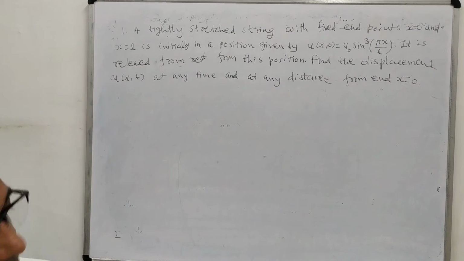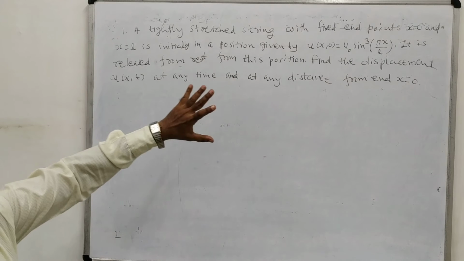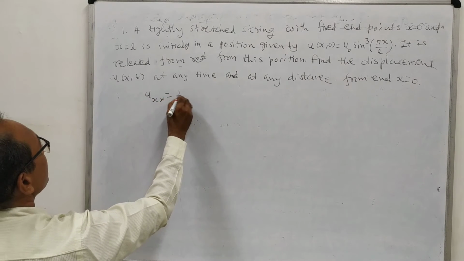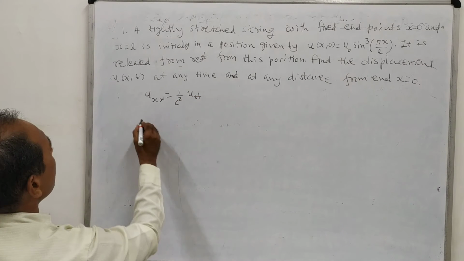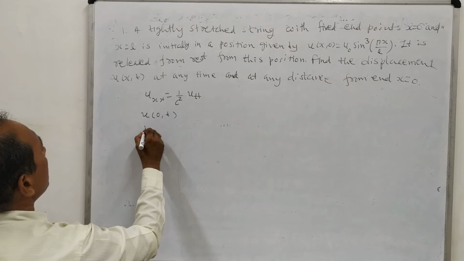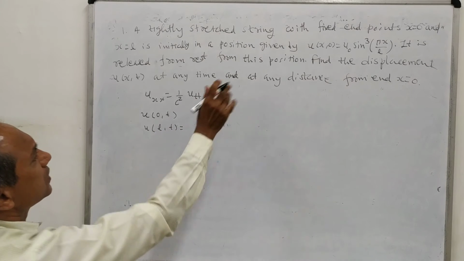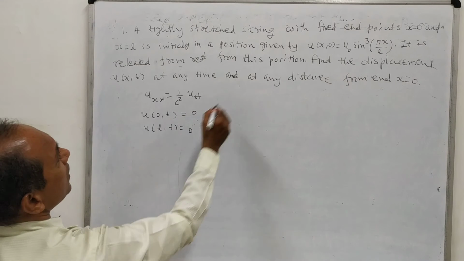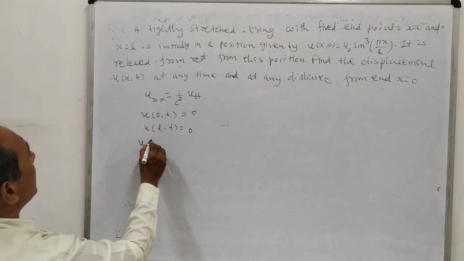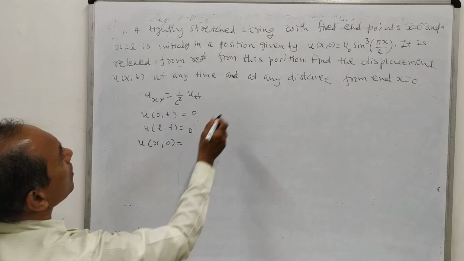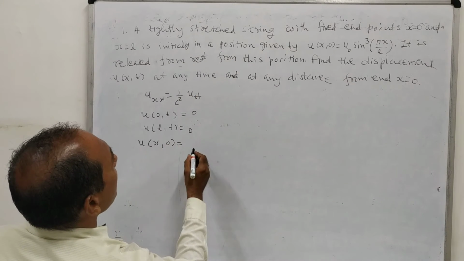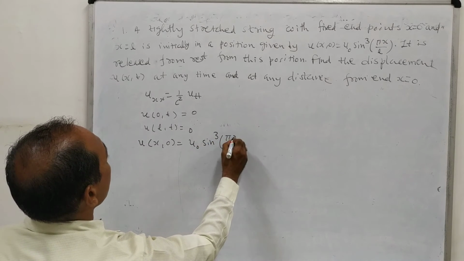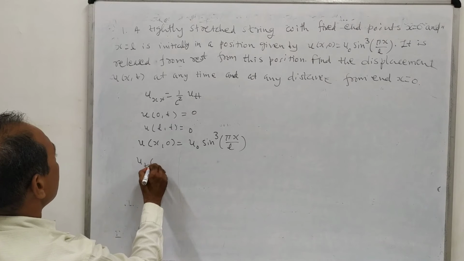See here, actually this is for your homework, for your assignment, but I am giving you the hint. This is the problem on vibration of string. The conditions are u(0, t) = u(L, t) = 0; the length of the string is given as L, and both ends are fixed, so these are 0. Then the condition at time t equal to 0: initially it is set in a position u(x, 0) equal to u0 sin cube of pi x upon L.